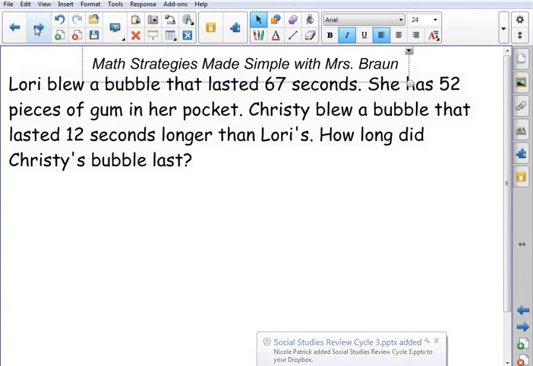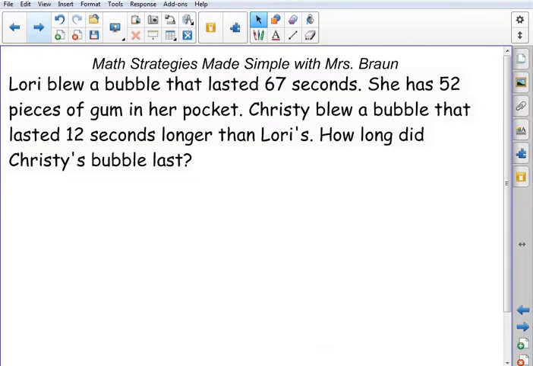Lori blew a bubble that lasted 67 seconds. She has 52 pieces of gum in her pocket. Christy blew a bubble that lasted 12 seconds longer than Lori's. How long did Christy's bubble last?